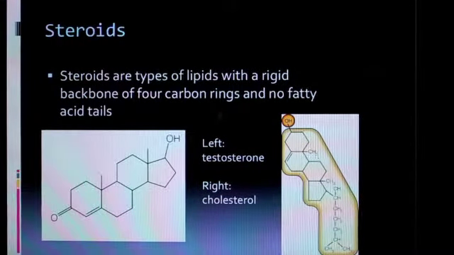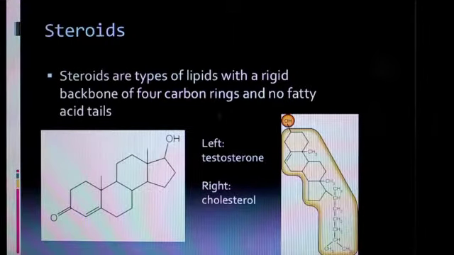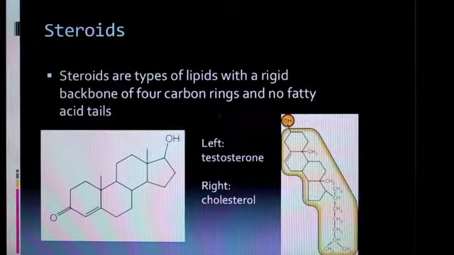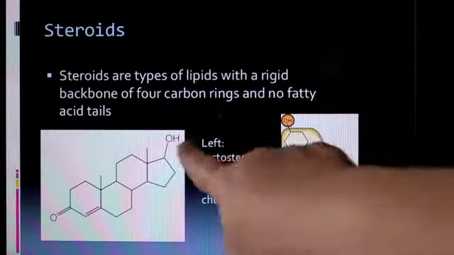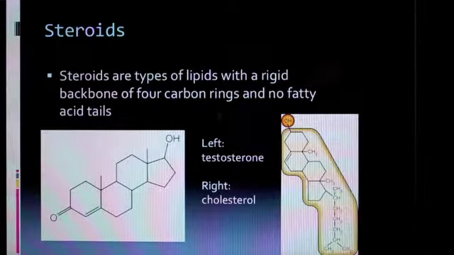Another group of lipids are the steroids. Steroids are lipids with a rigid backbone of 4 carbon rings and no fatty acid tails. These are used by your body as signaling molecules. This is testosterone. Over here you have cholesterol.